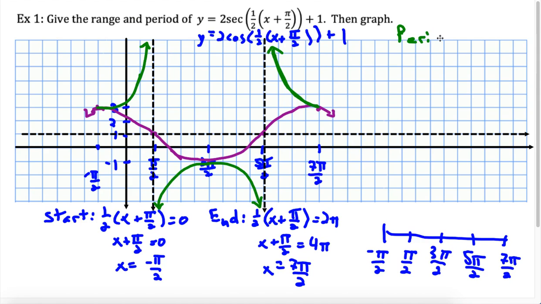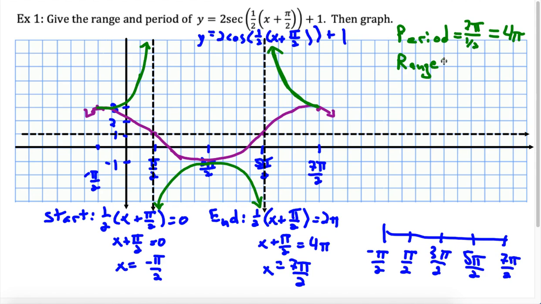would be 2 pi divided by the b value. So 2 pi divided by 1/2 would be 4 pi. And again, we can see that is the range from negative pi over 2 to 7 pi over 2. That's the distance here.